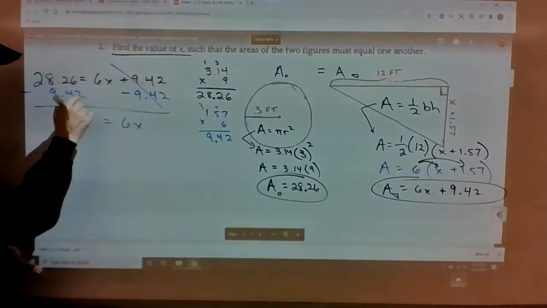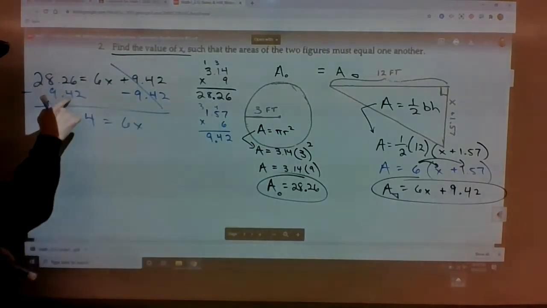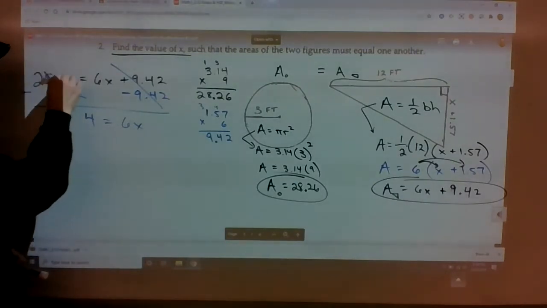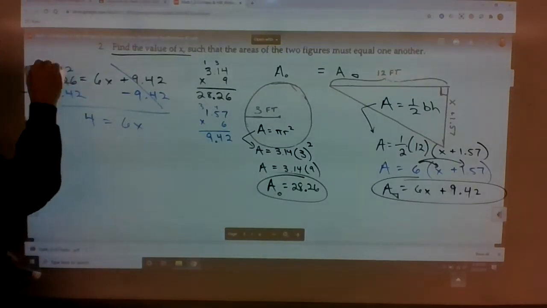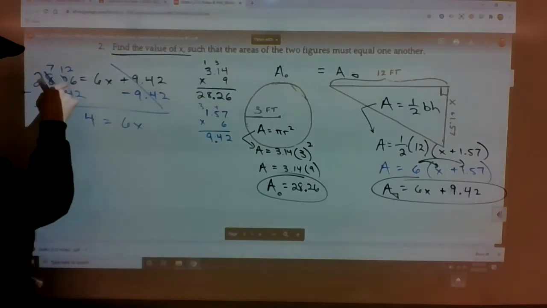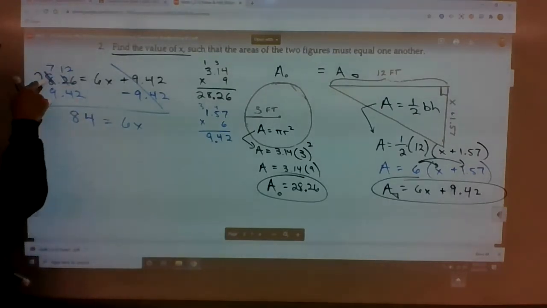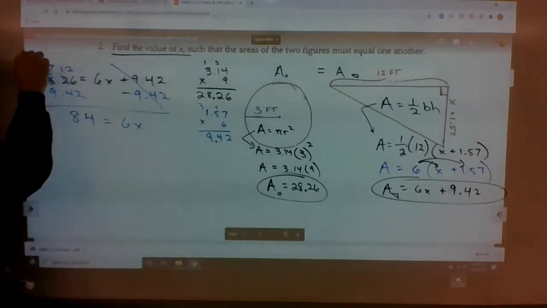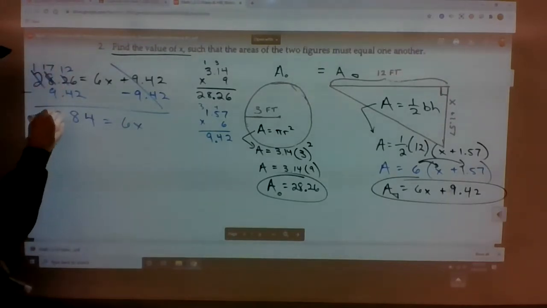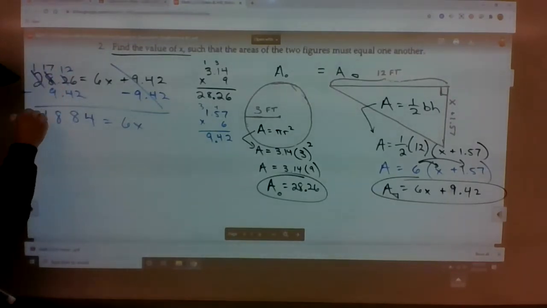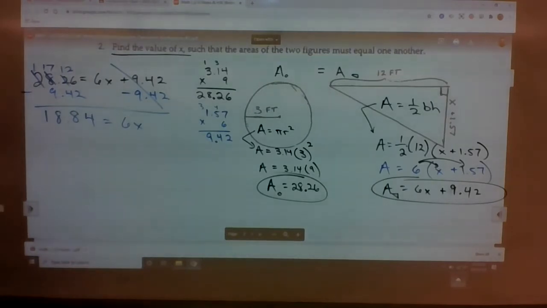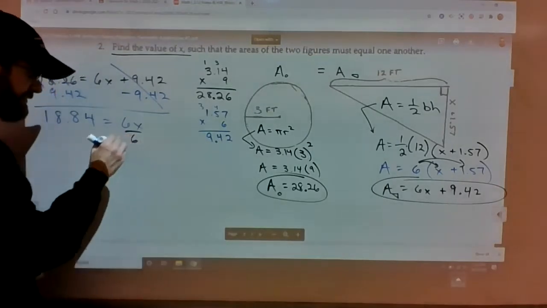So 6 minus 2 is 4. 2 minus 4 can't do, so I got to borrow here. That's going to be 12 and 7. So 12 minus 4 is 8. Don't have enough here, so I got to borrow from the 2. 17 minus 9 is 8. 1 drops down. Then divide both sides by 6.